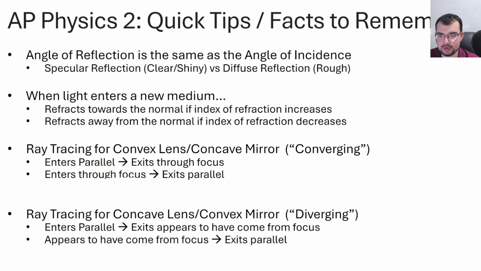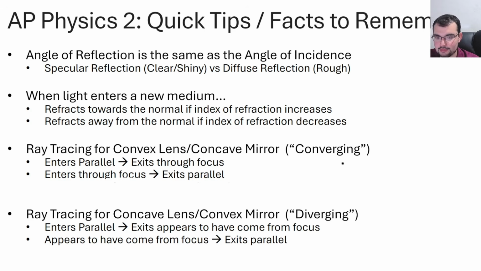If your light enters a new medium, the light ray refracts towards the normal. If you have a larger refractive index that you're going into, so like air to water, it bends towards the normal. And the converse is also true, right? If you go to a lower index, you go away.